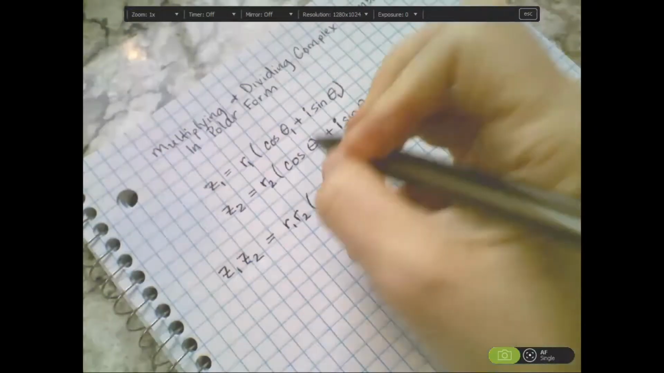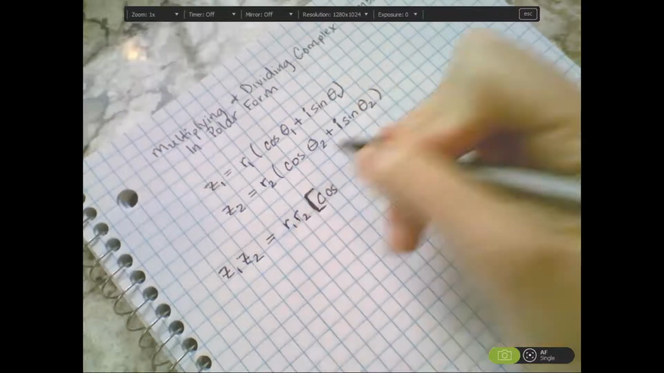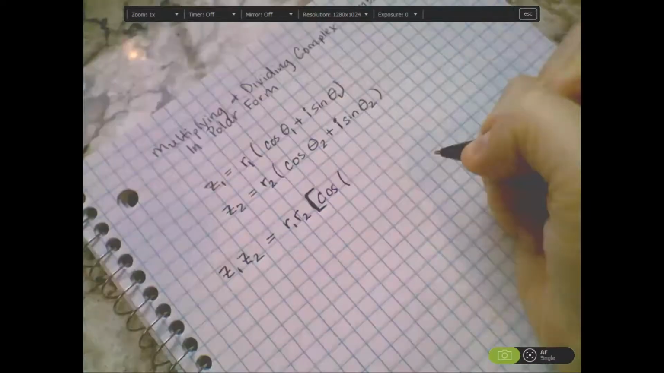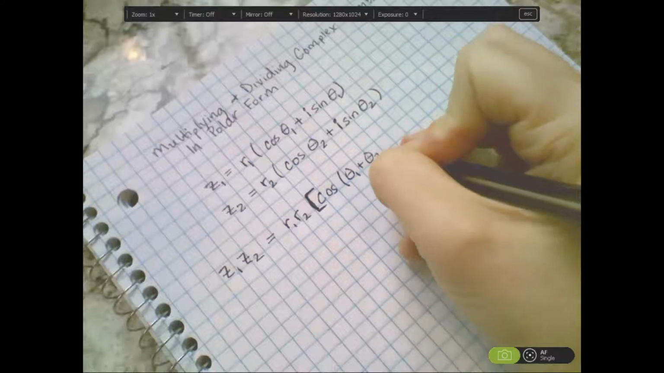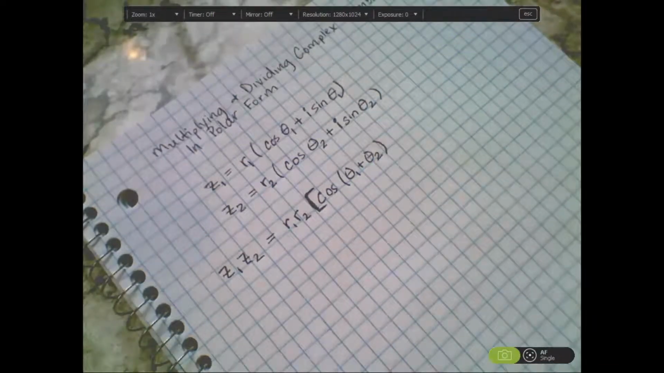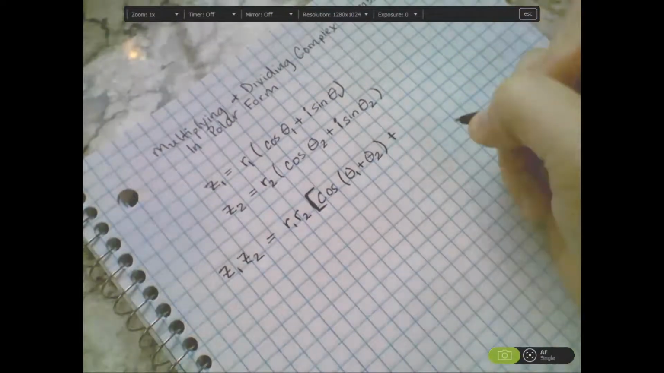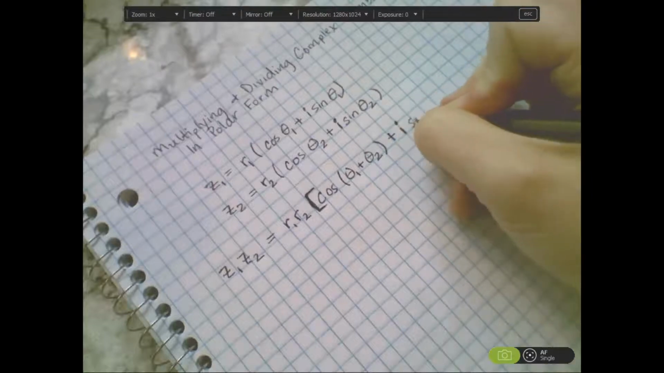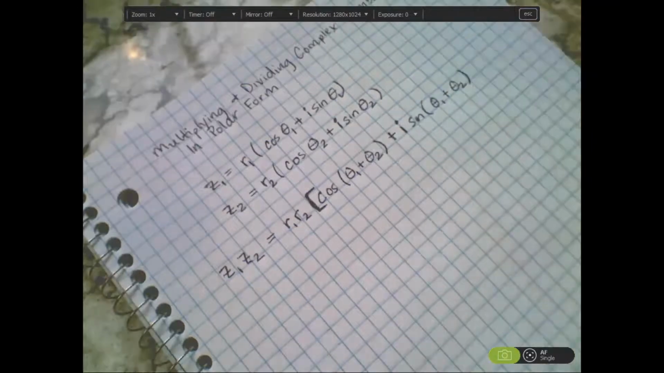I'm going to put this part in brackets so I don't have so many parentheses floating around. So brackets, and then parentheses, and we're going to add the two angles together: cosine of theta 1 plus theta 2. And then we do the same thing for the sine: plus i sine of theta 1 plus theta 2, and then my bracket.